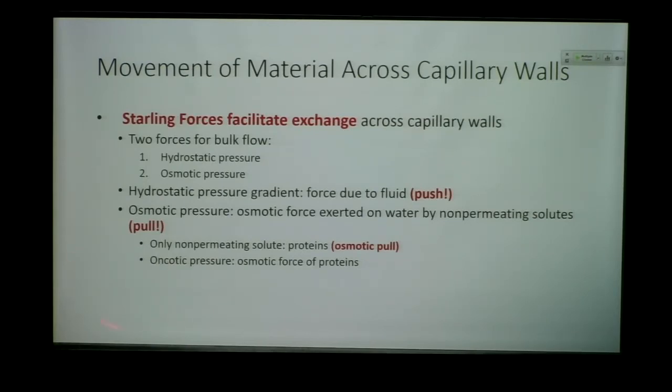So a very similar phenomenon is what creates the osmotic pressure. And you'll hear me refer to this as either oncotic pressure, osmotic pressure, or even colloid pressure, and those are all referring to the exact same thing. That's the pull of water to the side that has those non-permeating solutes.